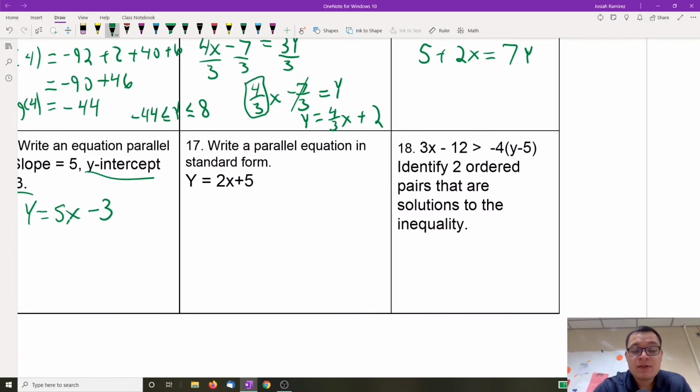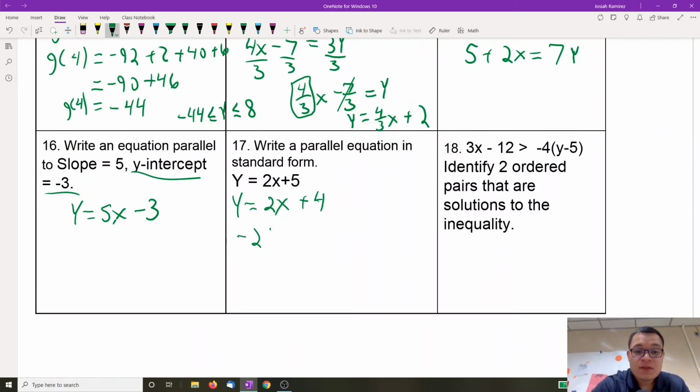Write a parallel equation to this, but do it in standard form. If we want it to be parallel, then we want the same slope, but just a different y-intercept. So you should pick a different number for b. And if it's going to be standard form, we want x and y to be on the same side. So I'm going to subtract the 2x to the left. The 4 stays where it is.